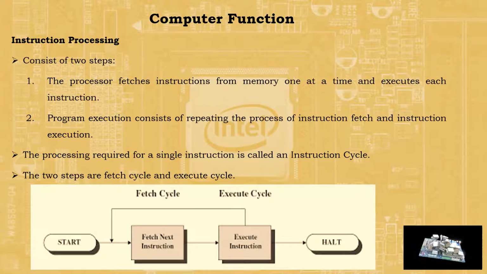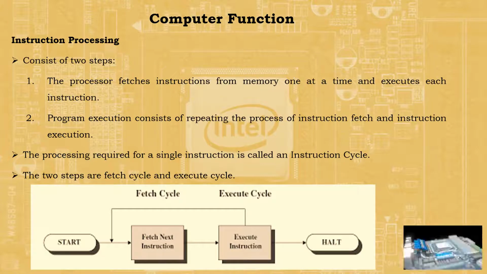Now see this diagram. First it will start, then it will fetch the instruction from the memory and then execute the instruction. The fetch cycle and execute cycle continue repeatedly, so the arrow is given in the backward direction. This process continues until we give a halt. You may have a question: when does a program execution halt? The program halts only when the machine is turned off, an unrecoverable error occurs, or a halt instruction halts the computer.